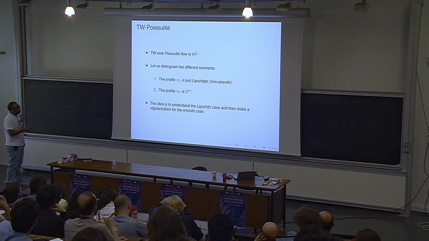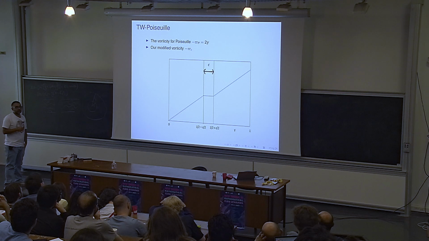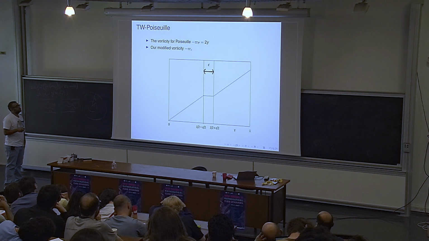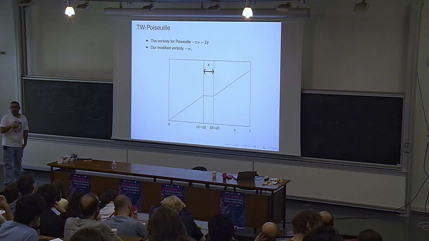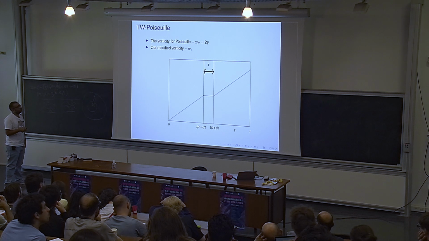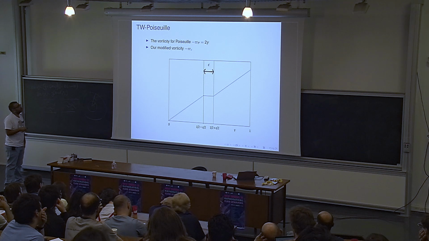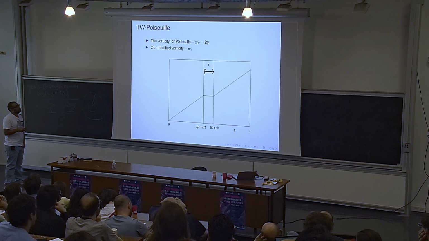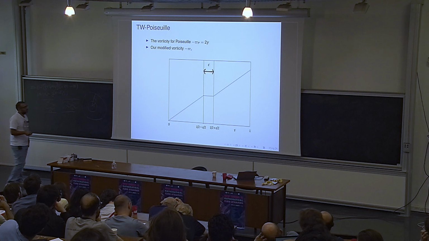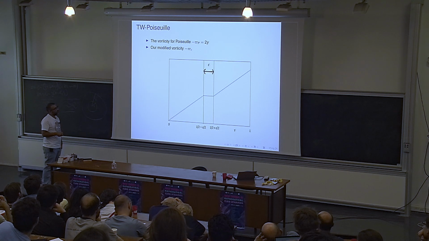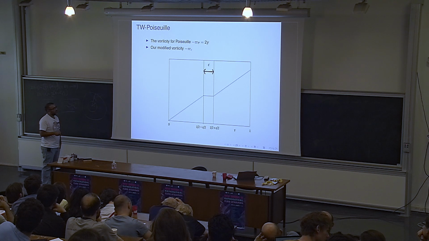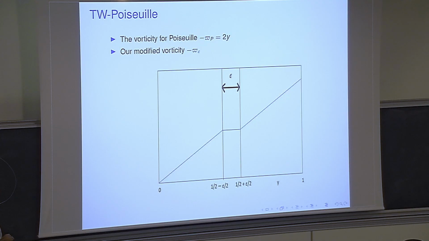It's not smooth. And this is the profile that we are going to use. So the vorticity for the Couette flow is minus 2y. Let me change the sign and look at 2 minus the vorticity of the Poiseuille flow. And then our modified vorticity is something like that. It's going to be still linear between 0 and 1/2 minus epsilon half. It's going to be flat in an interval of size epsilon, and it's going to be again linear in the interval from 1/2 plus epsilon half.